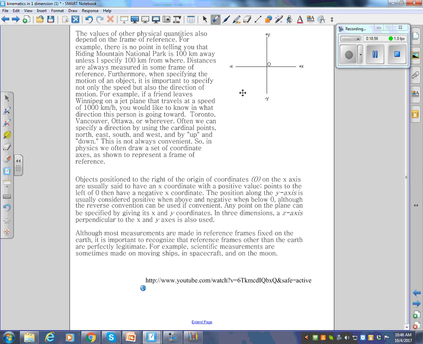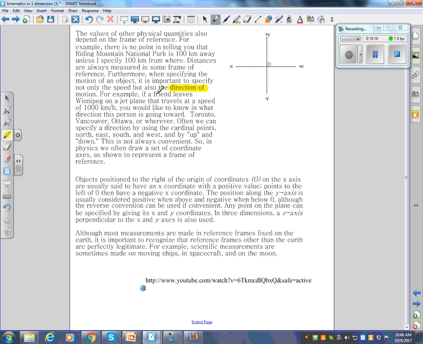Furthermore, when specifying the motion of an object, it's important to specify not only the speed, but also the direction of motion. For example, if a friend leaves Winnipeg on a jet plane that travels at a speed of 1,000 kilometers an hour, you would like to know in what direction this person is going. Whether it be Toronto, Vancouver, or, heaven forbid, Ottawa.